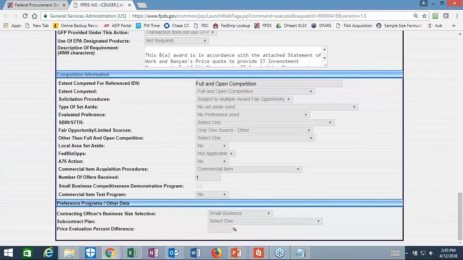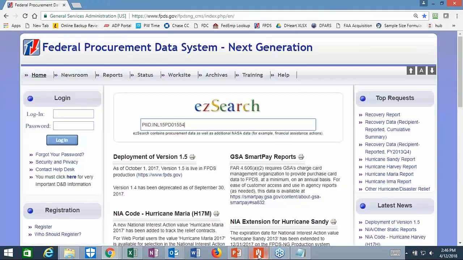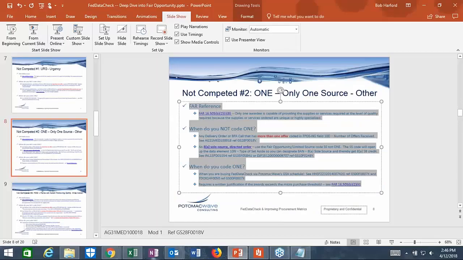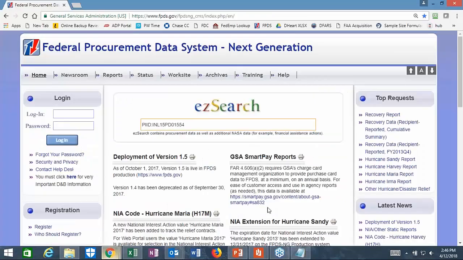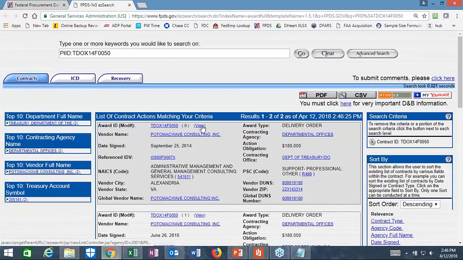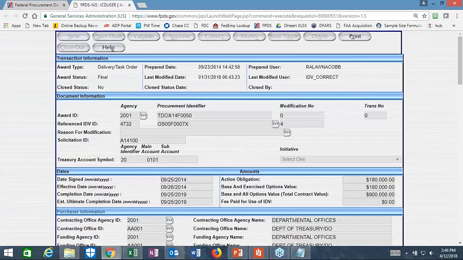All right, let's look at one that is properly done. And this one I could speak to. Only one source. So what was that definition again? If you look at it, only one awardee is capable of providing the supplies or services. Only one people in the world, let's say that, or within a reasonable availability. What is an example of that? The example of that, I did happen to know of this one.